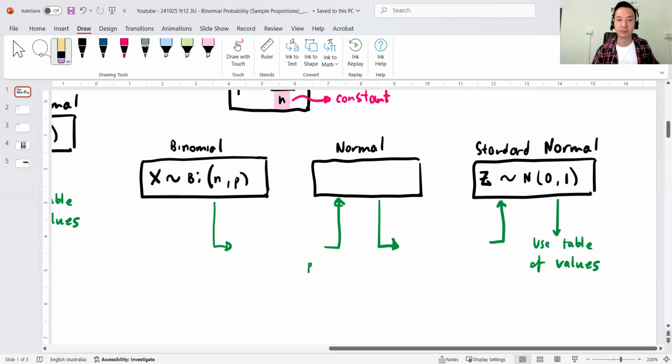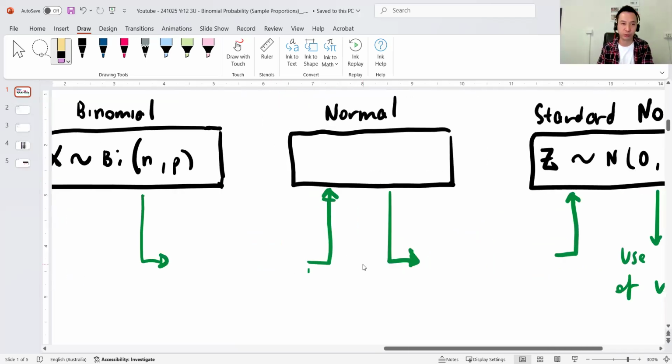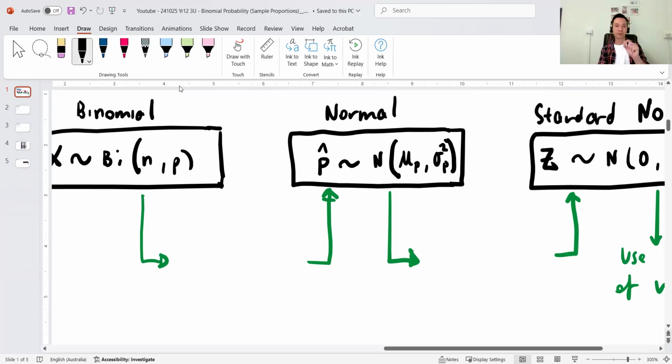All right, cool. Now, first thing I'm going to do is replace the normal expression to be p hat, right? That's the variable that I want to define, and that's normally distributed. But the parameters in the normal, I'm going to put mu with a p and sigma squared with a p. Because with p hat, there's a new mu and a new sigma squared, right? What are they? This is how I want you to derive it.